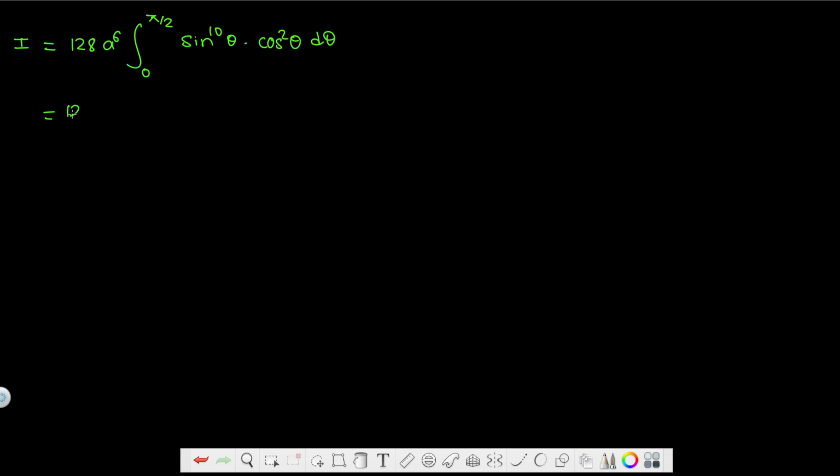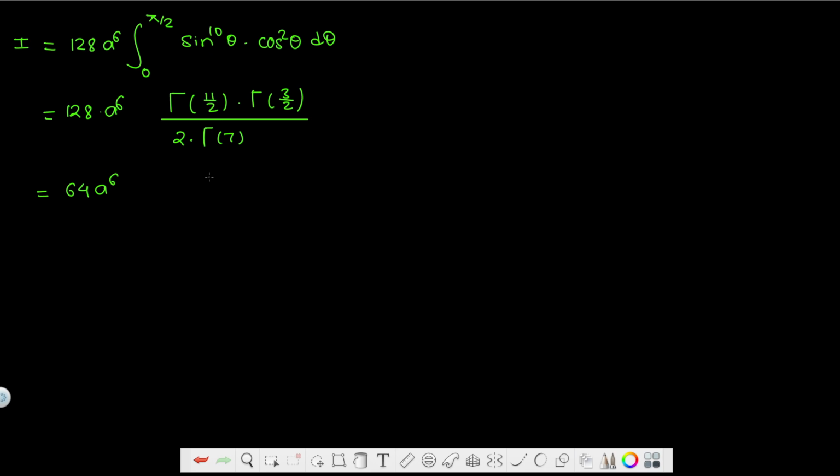equals to 128 times a to the power 6. Now we can use the formula from the gamma function. So gamma of (10 plus 1) over 2, which is 11 over 2, times gamma of (2 plus 1) over 2, which is 3 over 2, over 2 times gamma of (10 plus 2) over 2, which is 14 over 2, which will be 7, equals to 128 a to the power 6, or we can write 128 over 2 will be 64 a to the power 6.